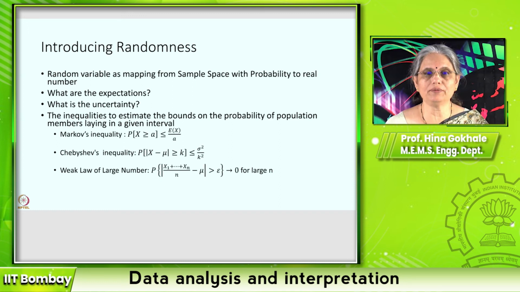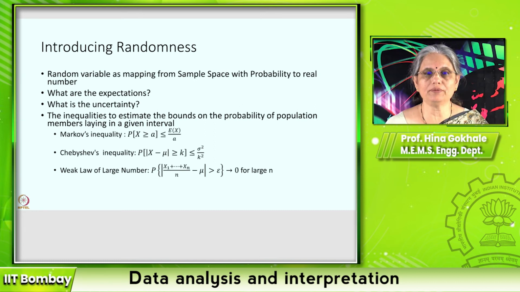Here what we have tried to say is that we put a bound on the probability of population members lying within certain limits. For example, Markov's inequality says that if a random variable x is always positive, then the probability that x takes a value larger than a predefined number a is smaller than the expected value of x divided by a.